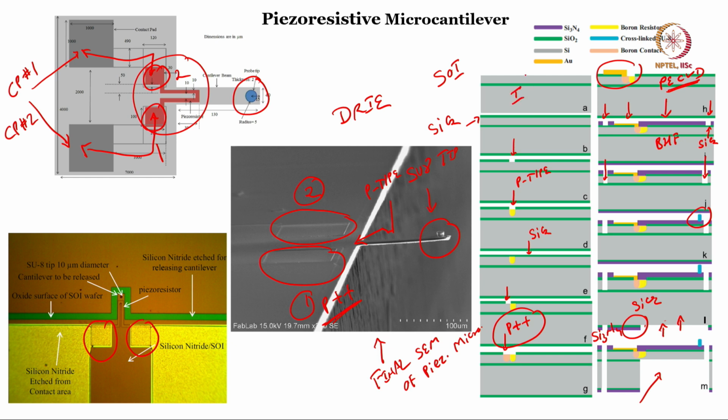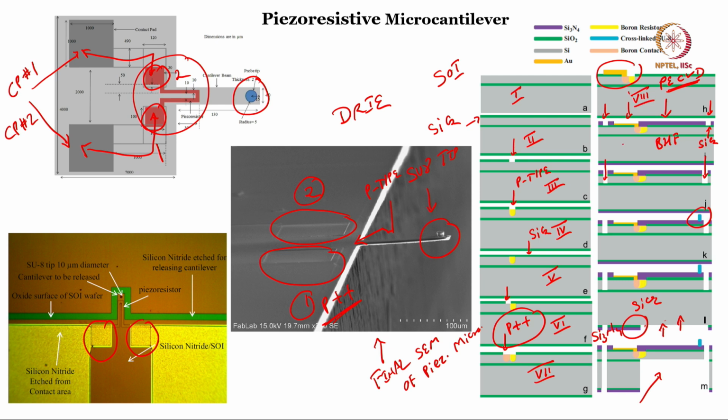First step is SOI, second step is grow silicon dioxide, third step is to create a window for the piezoresistor, fourth step is to dope the boron resistor, fifth step is to grow silicon dioxide, sixth step is to create a window for the P++ contact pad for the piezoresistive microcantilever. Here we have opened the contact, and then the next step is to actually dope P++, followed by the 8th step. Step number 8 is where we have the gold contact pad.